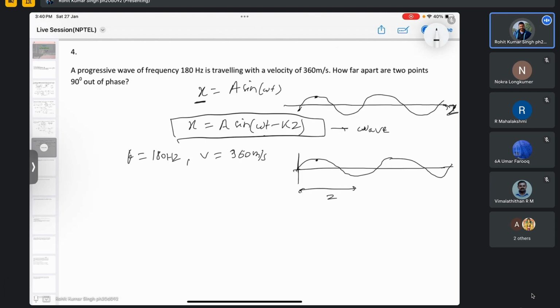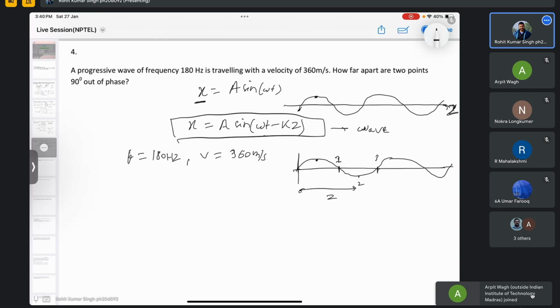And so where will be the next point for it to be 90-degree out of phase? Can anyone tell me? I'll give you some options. First here, this is the one. Second here, third here. Anyone? Any clue? Where the second point needs to be for it to be 90-degree out of phase? Is it at 1, 2, or 3? Can anyone respond?